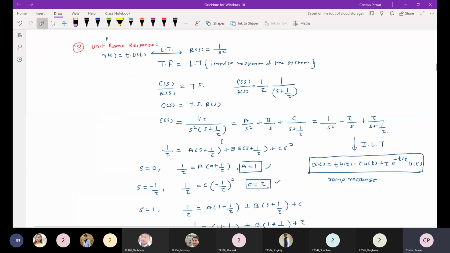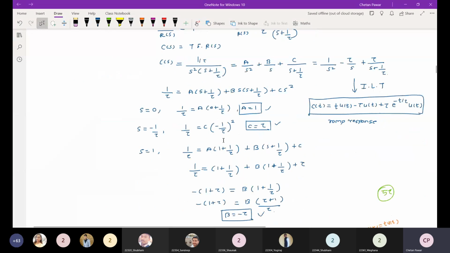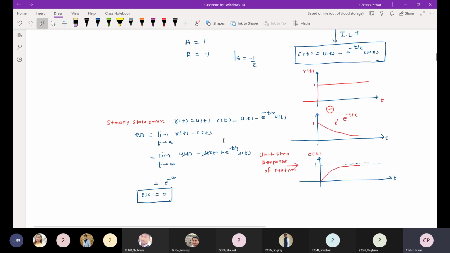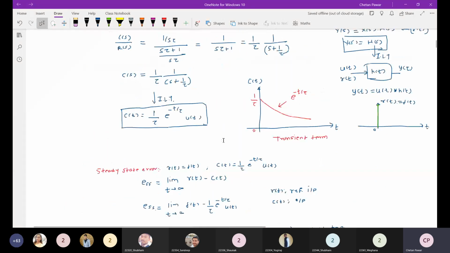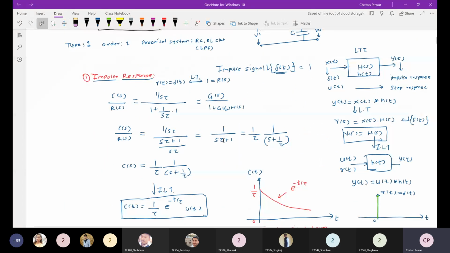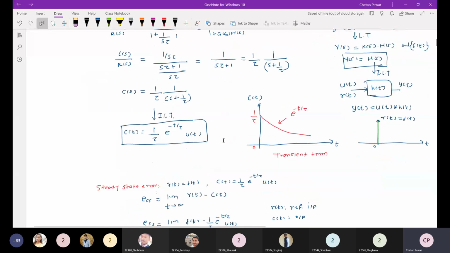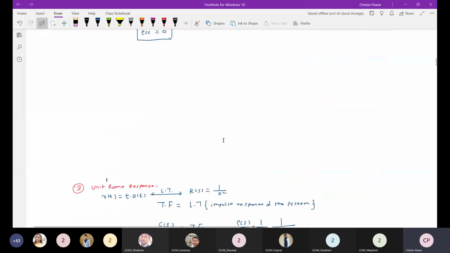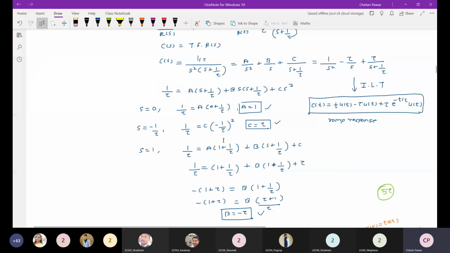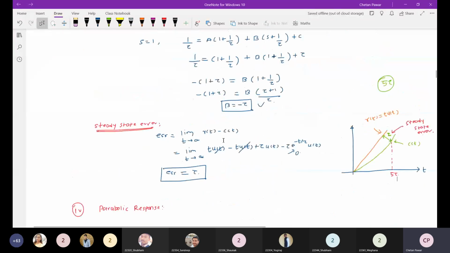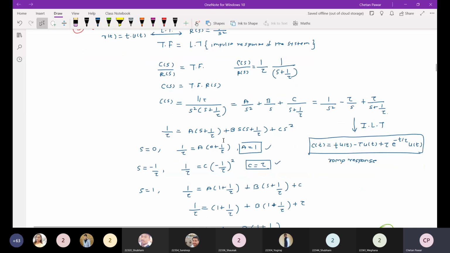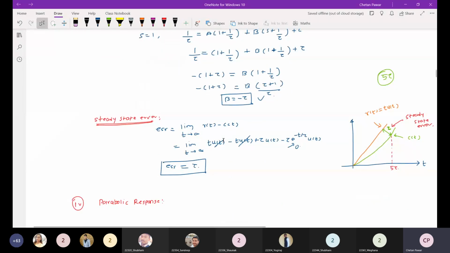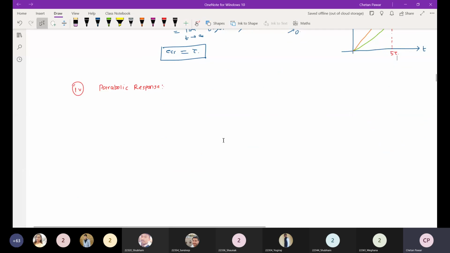So we have seen 3 responses: the unit ramp response, the unit step response, and the impulse response of the system. Okay, so the last standard test input is the parabolic signal. Okay, so here I can just mention, this is the thing here. Any doubt? Any doubt related to this? No, sir. Okay, so the last standard test input you will see is the parabolic signal.